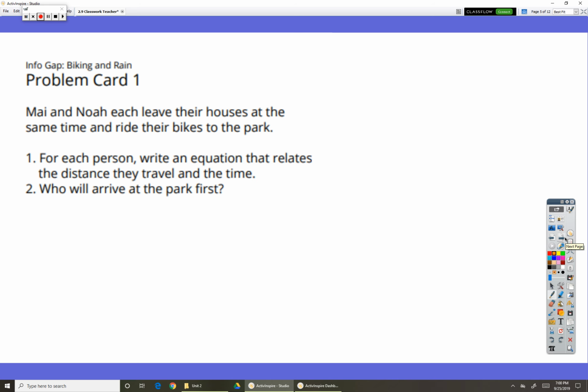All right, so the first card says, May and Noah each leave their houses at the same time and ride their bikes to the park. For each person, write an equation that relates the distance they travel and the time, and then answer the question, who will arrive at the park first? So this would be a good time to pause the video, think about what information you might need to solve this problem.